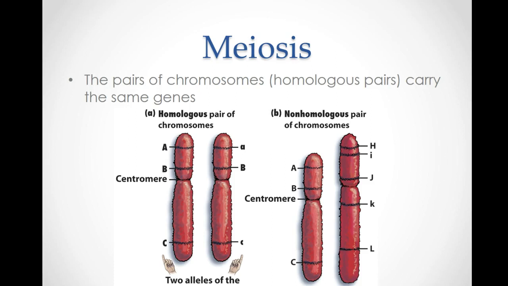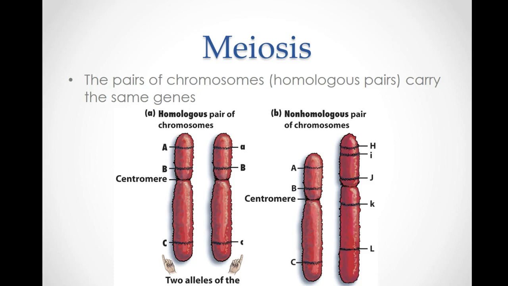Homologous pairs are pairs of chromosomes, one that you inherited from your mom and one that you inherited from your dad, and they contain essentially the same genes. They might contain slightly different versions of a gene, alternate forms of a gene, which we're going to call alleles in a future lecture, but basically they contain the same genetic information.